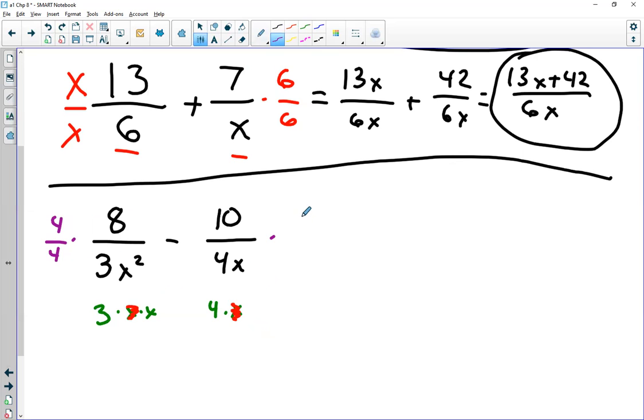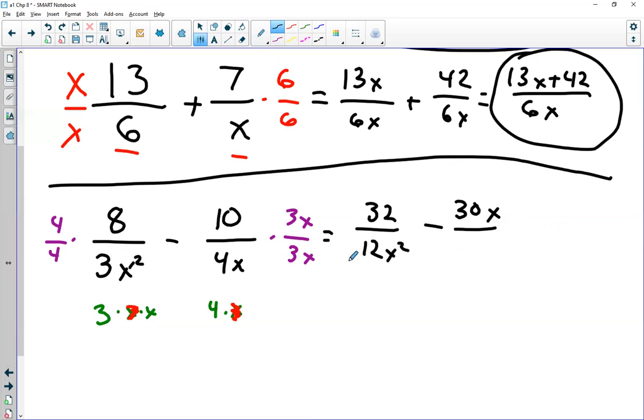This is how you find the least common multiple, guaranteed. And then this one is going to be 3x times 3x. Not really, because you didn't multiply this by 3x squared. You don't want to add the redundancy. You could multiply the denominators by each other, but your result would be bigger and you'd have to factor it out later. So it's easier to find the least common multiple, or find what each one's missing. So it's going to be 8, 16, 32 over 12x squared minus 30x over 12x squared. The numbers should match.